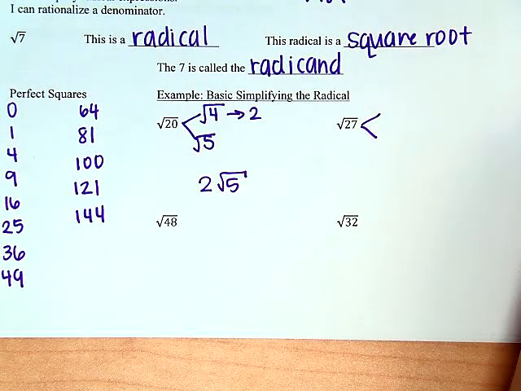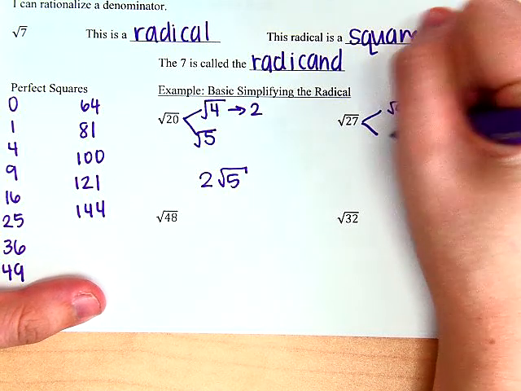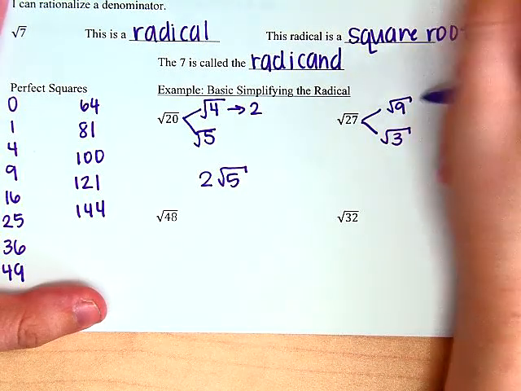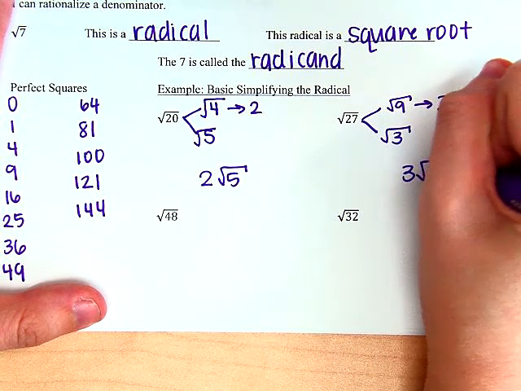Just trying to simplify it. 27, what perfect square goes into 27? Looks like 9 would. So it's the square root of 9 times the square root of 3. Square root of 9 becomes 3. So I can simplify it to 3 square root of 3.